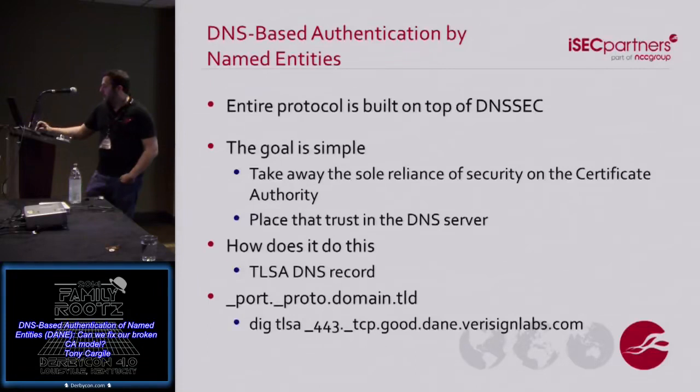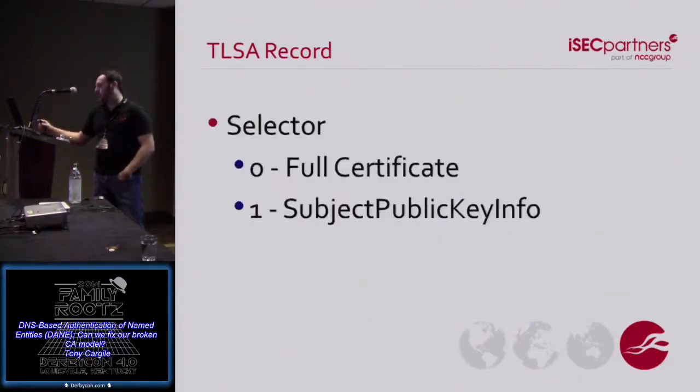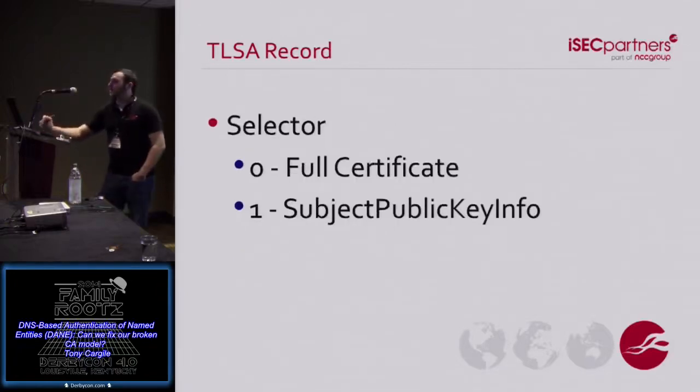And what does that TLSA record look like? It's pretty simple, actually. It's just 4 fields. 3 of them tell you the certificate usage, selector, and matching type, and the 4th one actually tells you the data for that field. I'm just going to go through these records real quickly. The first one is pretty simple. It's a selector field, so it's going to tell you, okay, in this record, there's either the full certificate or just the subject public key info field.